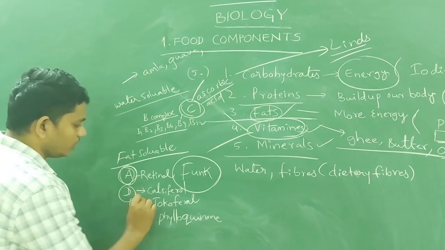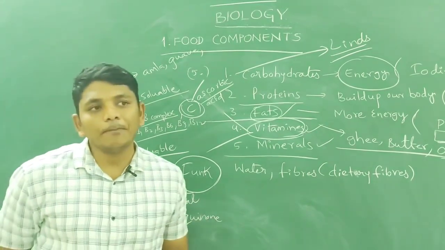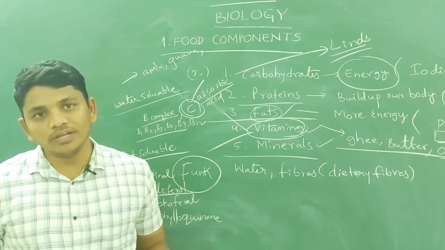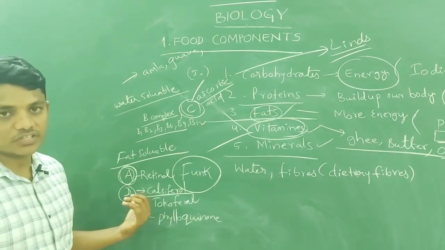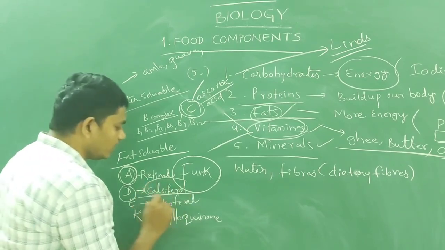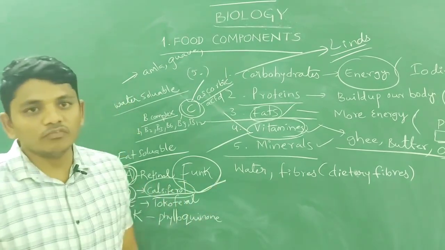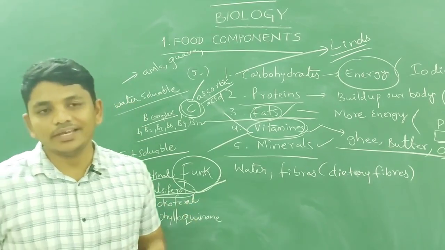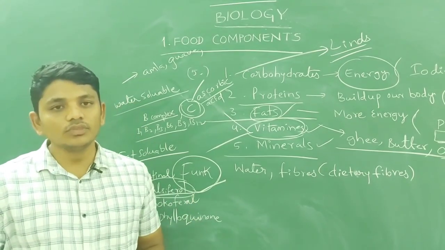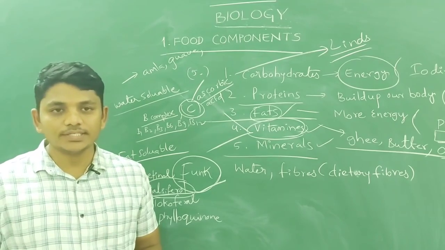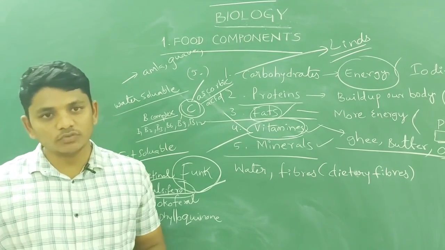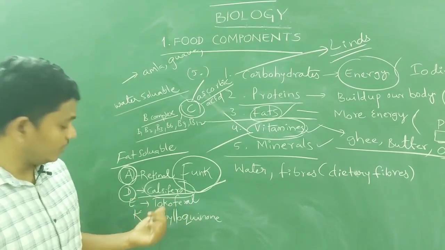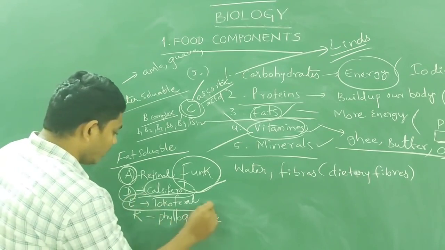And D vitamin is calciferol. For the better growth of our bones and body, D vitamin is very essential. So calciferol is very important for growth of our bones. It is widely available in sunlight and also in eggs, meat and milk. In these materials you can find much calciferol, which means D vitamin.